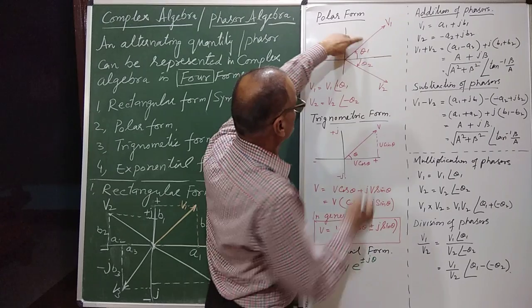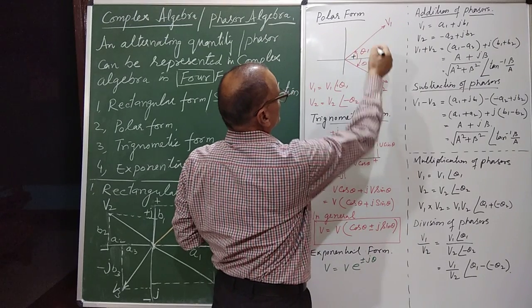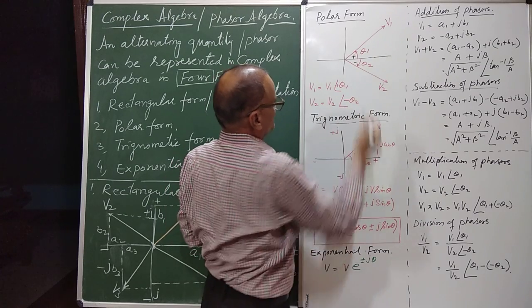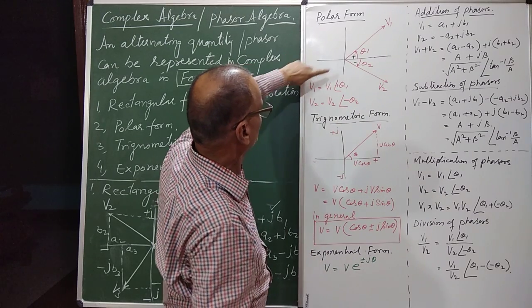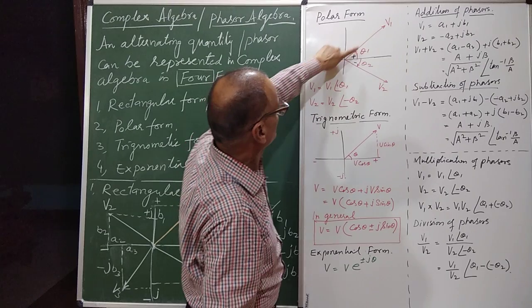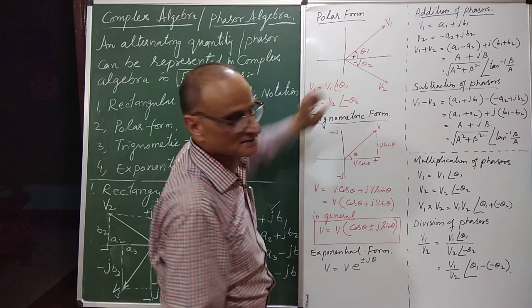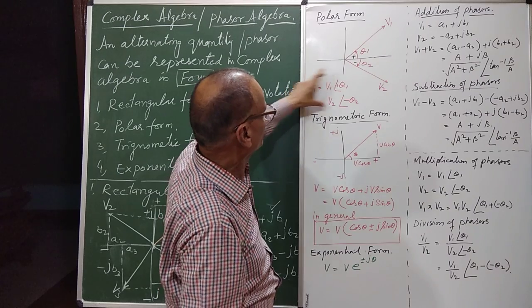Now V1 is on this side, this is plus j theta. And V2 is on this side, this is minus theta. So we can represent voltage this way: V1 is magnitude angle plus theta, and V2 is magnitude angle minus theta. So this is called polar form.